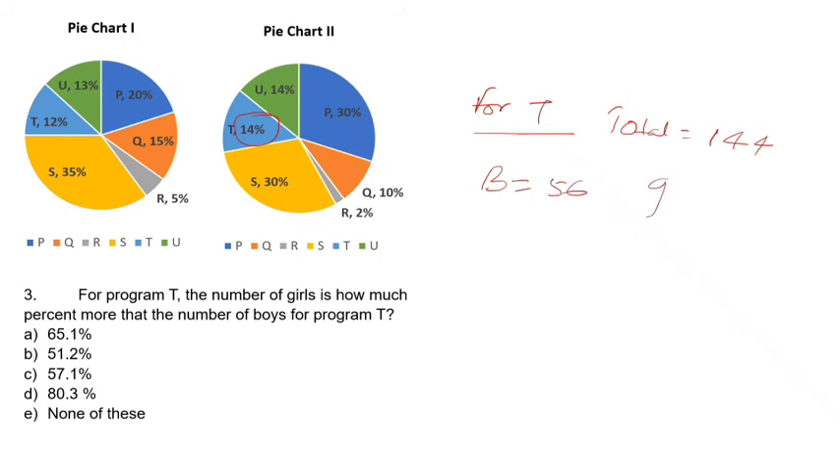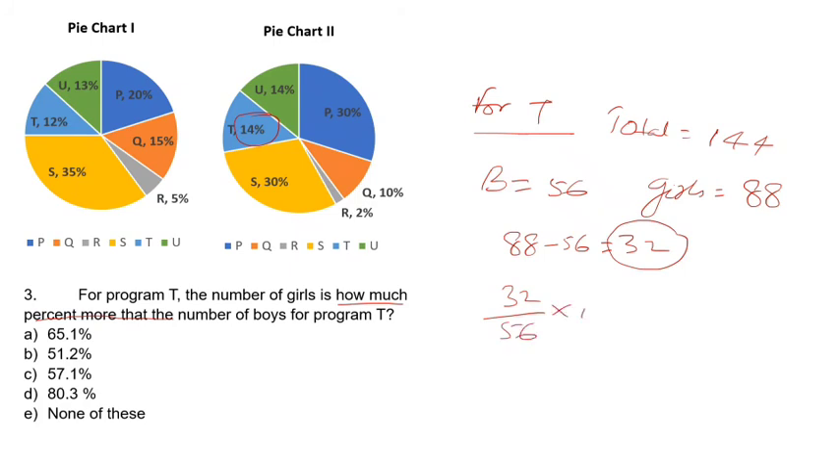So it is understood girls will be equal to 88, that is 144 minus 56. Now we need to find what is the percentage, how much percentage more. So more means 88 minus 56 is equal to how much? 32. 32 is what percentage of 56? 32 by 56 into 100.